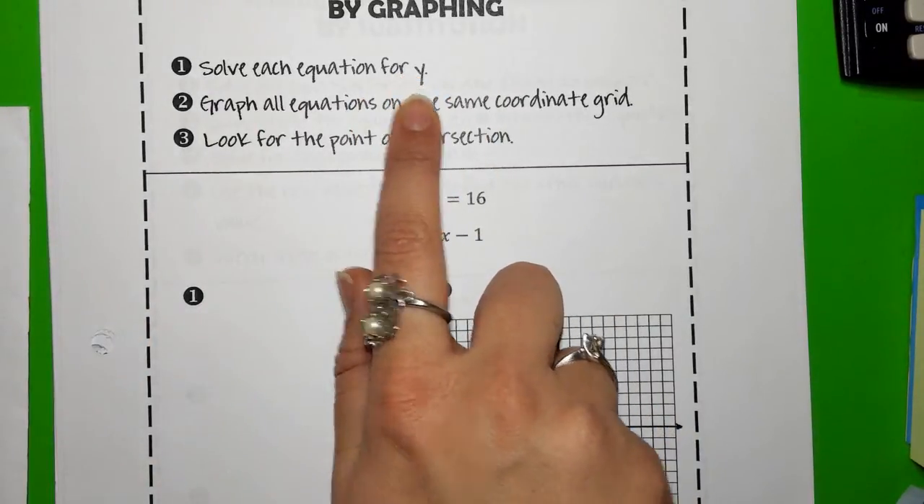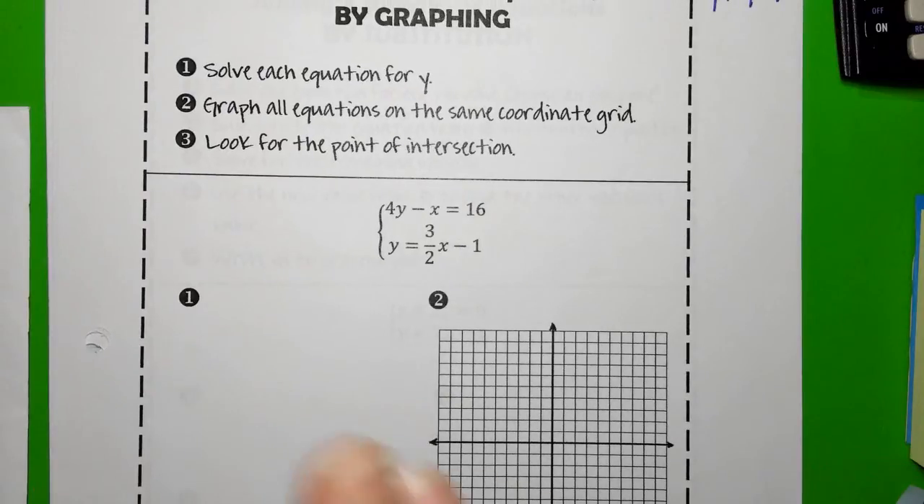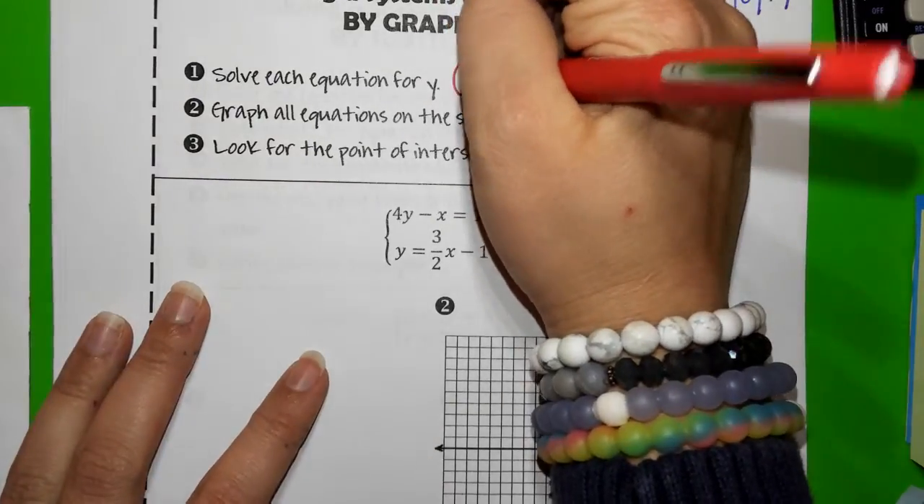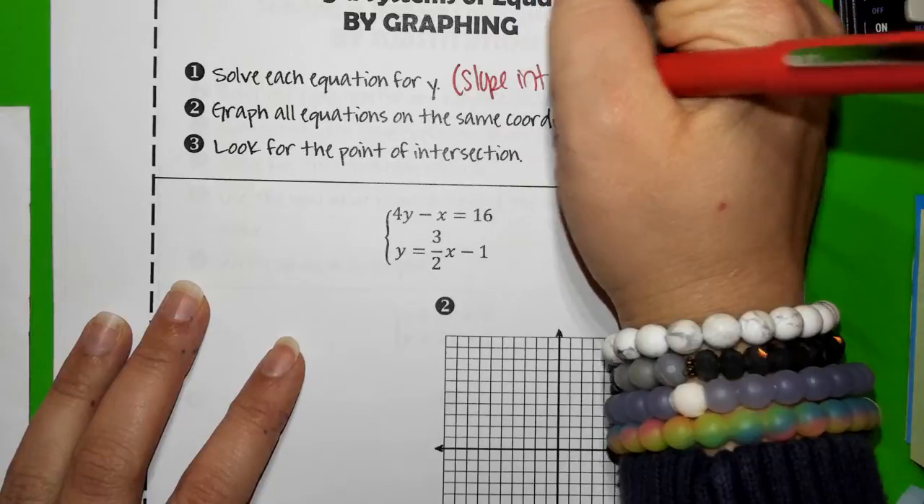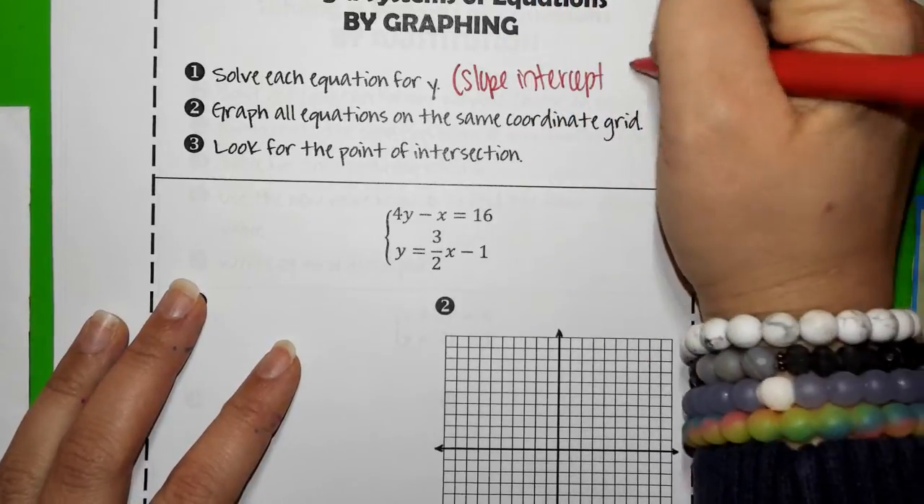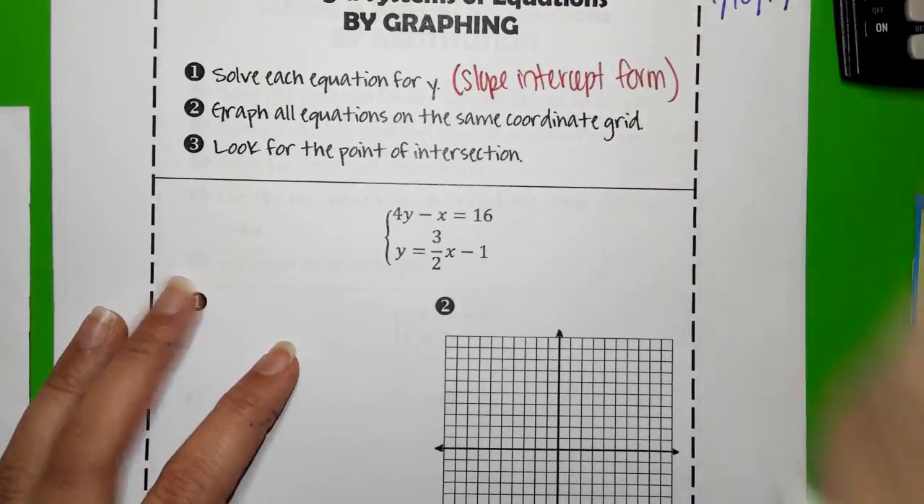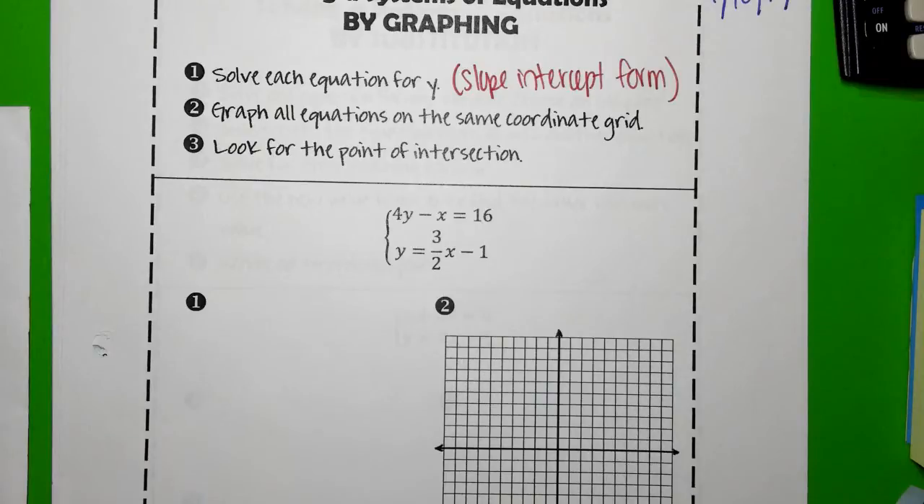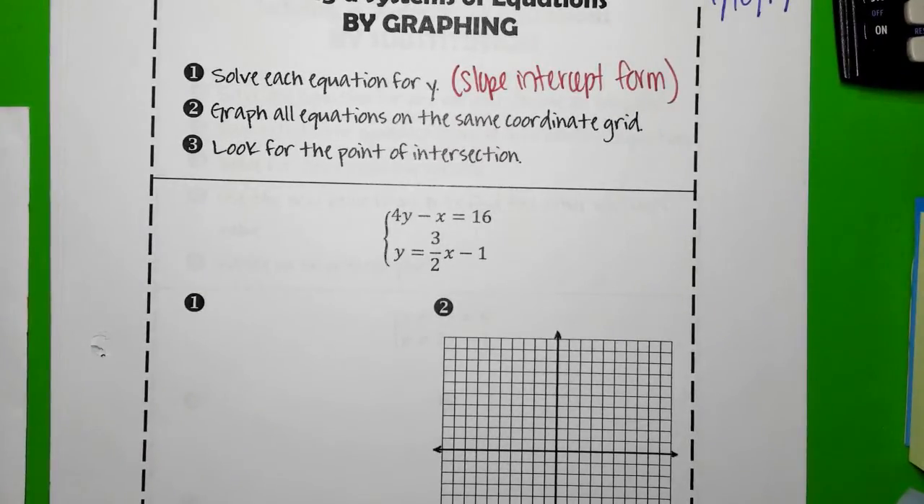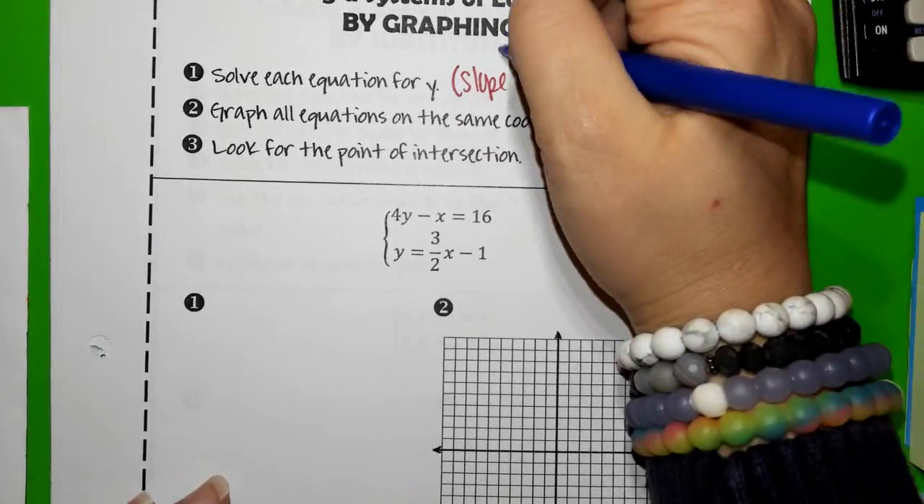So when you're graphing, you want them to both be in slope-intercept form. So let's make a note that says slope-intercept form. Who remembers what slope-intercept form is? Woo! Give yourself a point. Give your team a point.